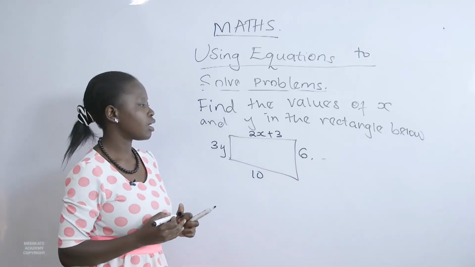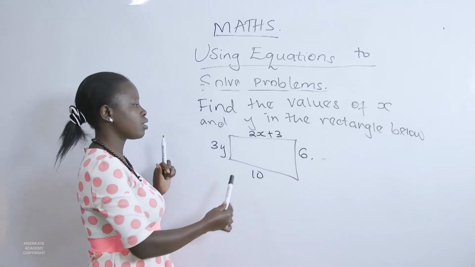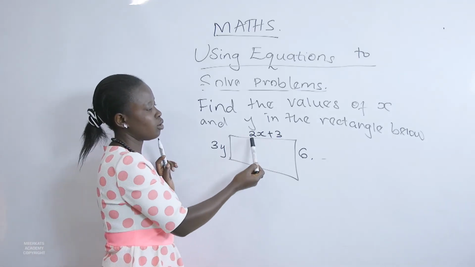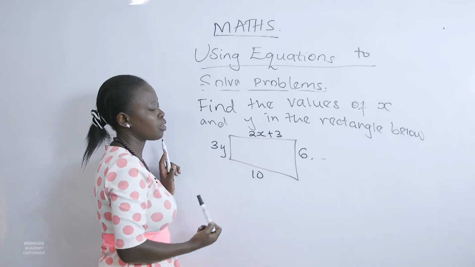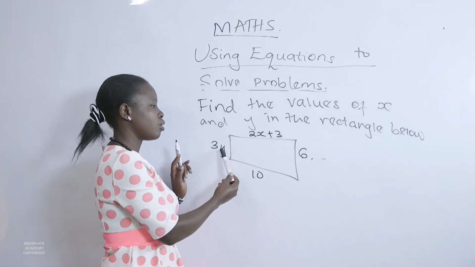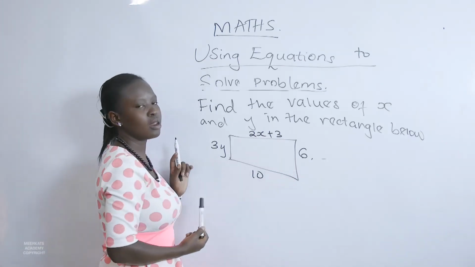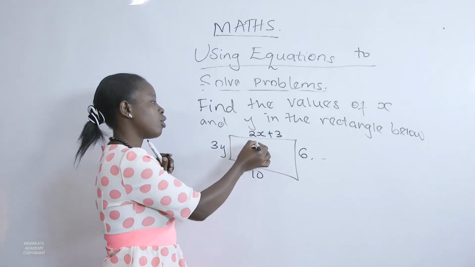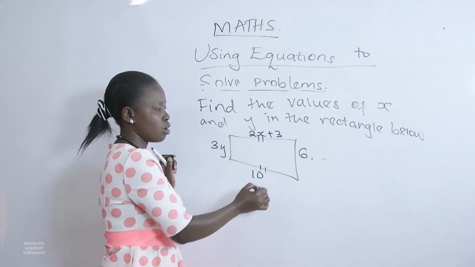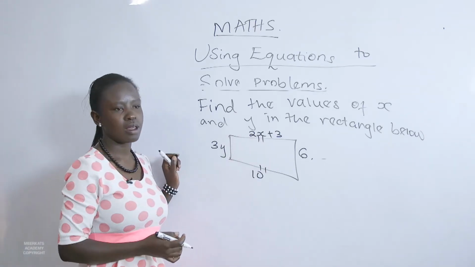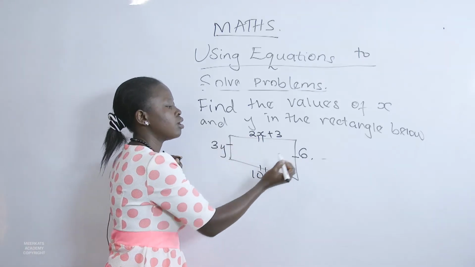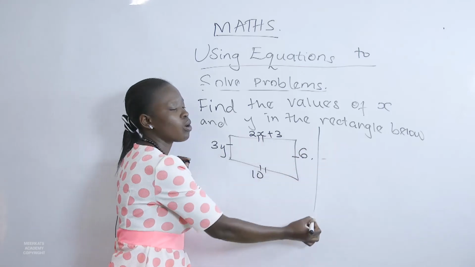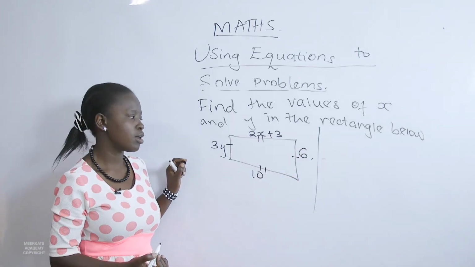so we have a rectangle. We've been given the sides. The base or the breadth of the rectangle, we have 2x plus 3, and the other side we have 10. Then on the other side we have 3y and 6. A property of a rectangle we should know is that the opposite sides are equal. So this side and this side are equal, and the other sides are also equal. So we need to find the value of y and x in this given rectangle.